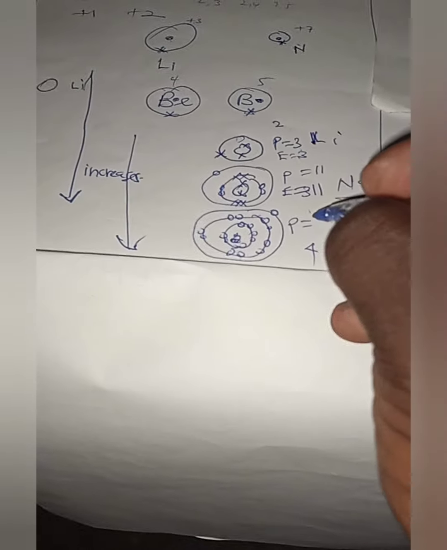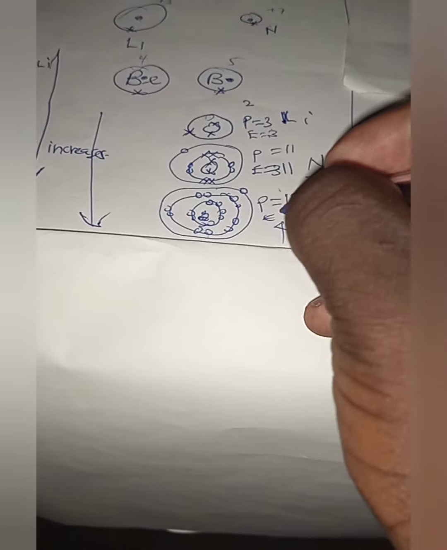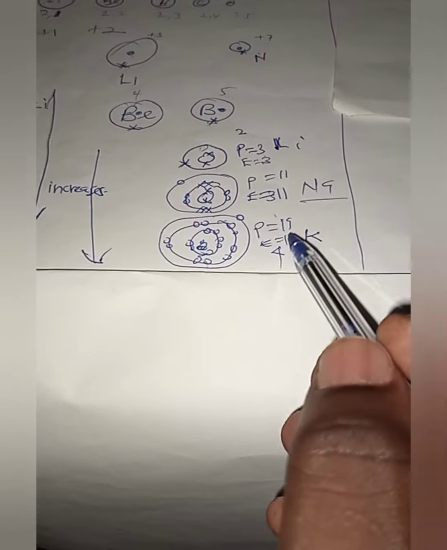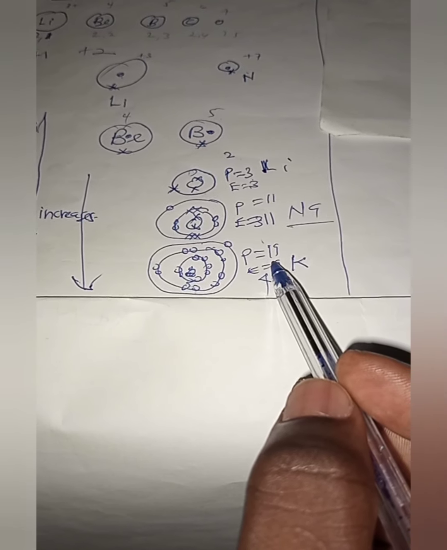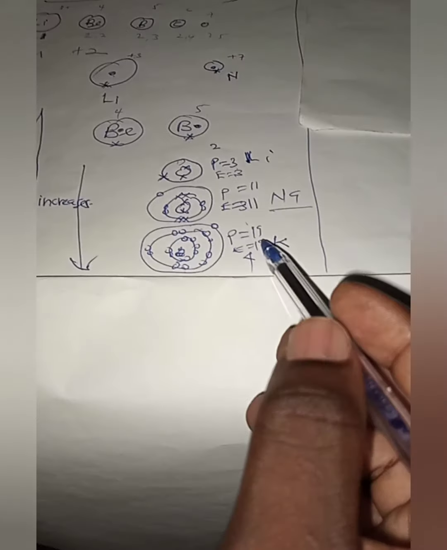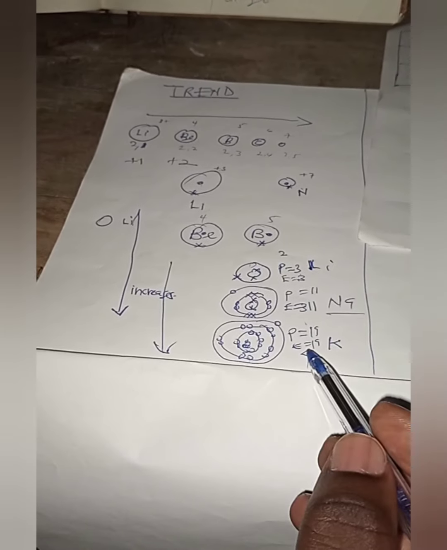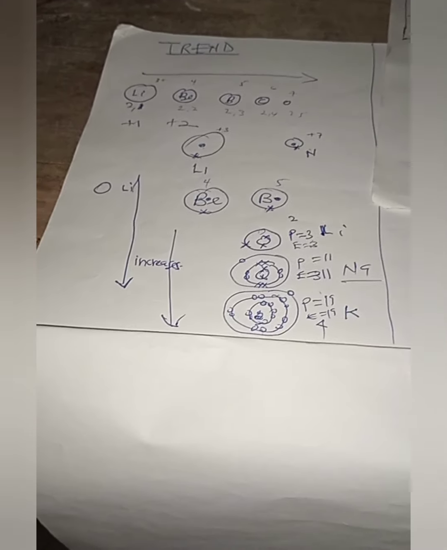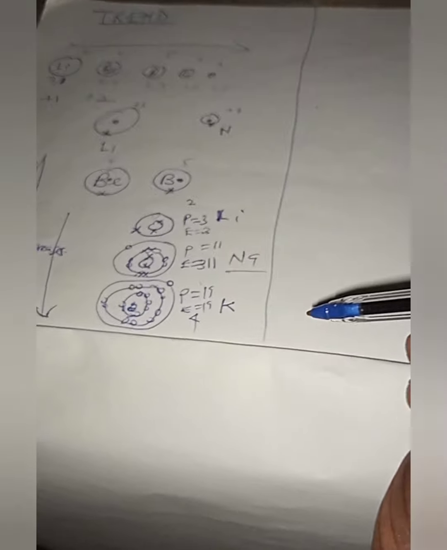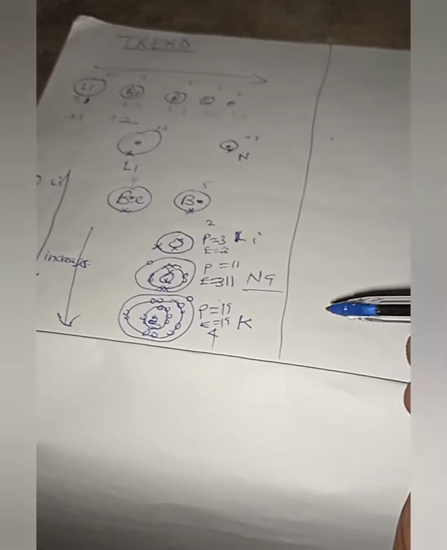Proton number of potassium will be what? 19. Electron number will also be 19. Okay, so we can see this place. The ones having a higher proton number, there will be a higher force of attraction there. But when we have a higher force of attraction, that is supposed to draw the outermost electron closer to itself to make the atom small.